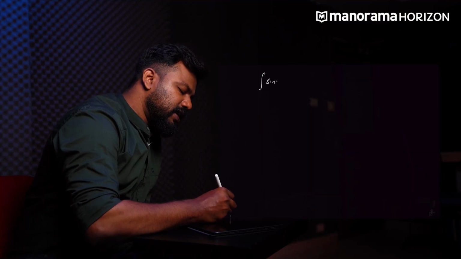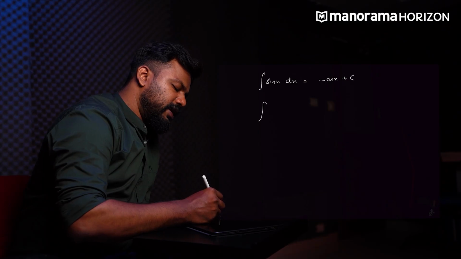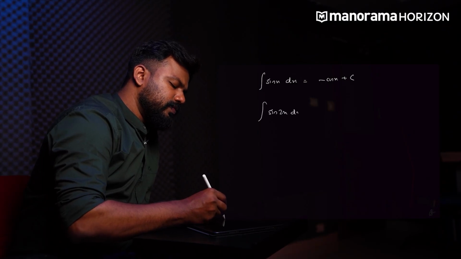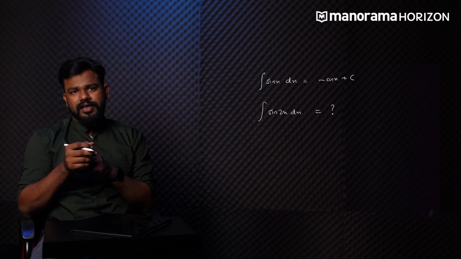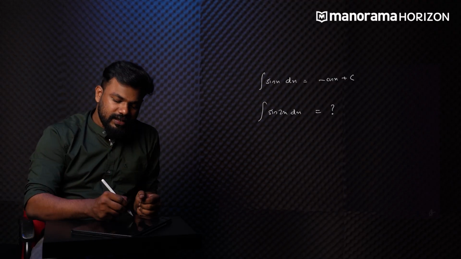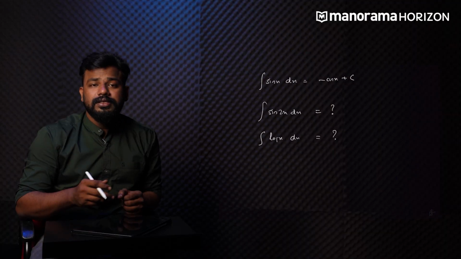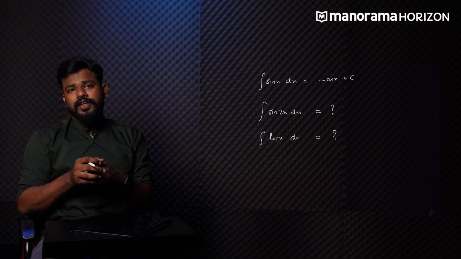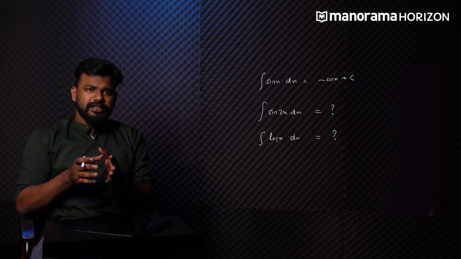Now, what happens next: integral sin x dx is nothing but minus cos x plus c. Now what will be integral sin 2x dx? What will be this value? Is it as easy as integral sin x dx? Or is there something different? And the same for integral log x dx. Is that also the same as the derivative? How to find the derivative of log x? 1 by x. Is this the same as 1 by x? No, there are some changes in that, right?